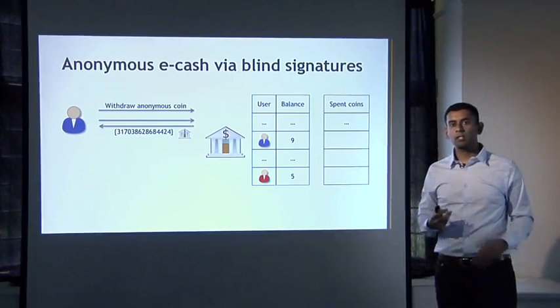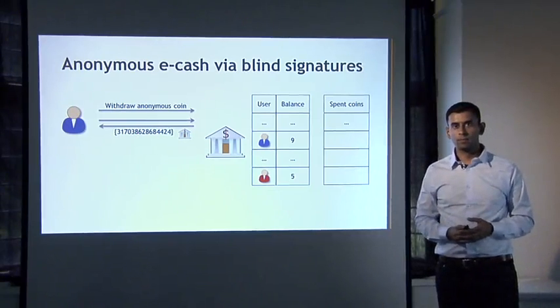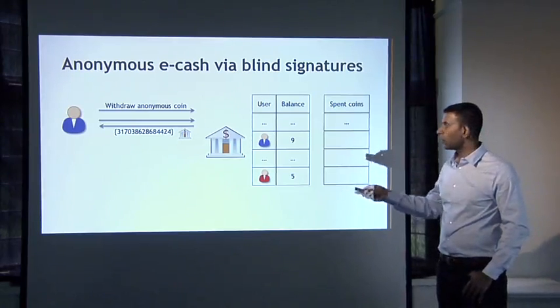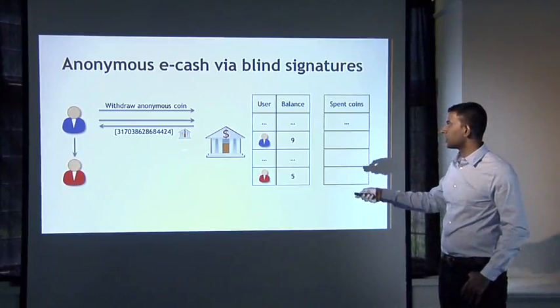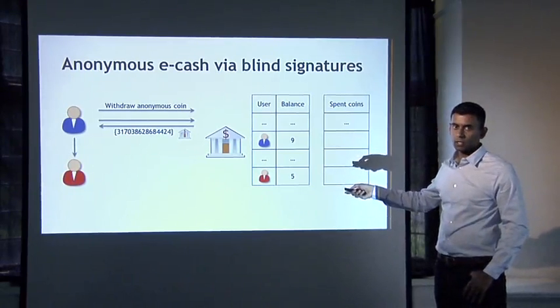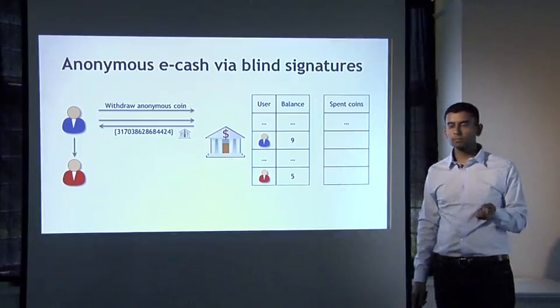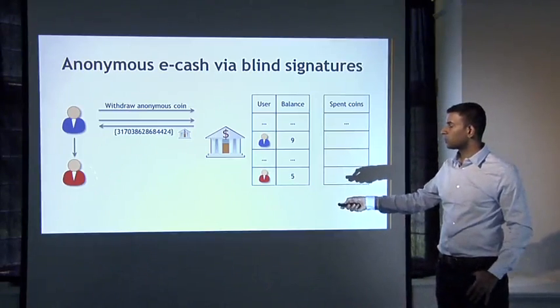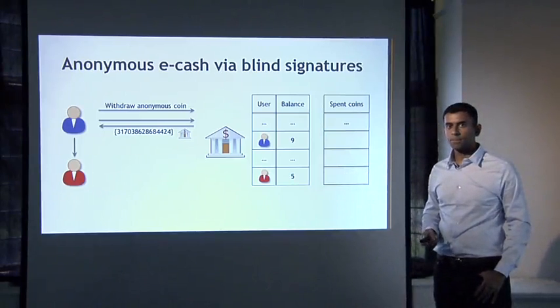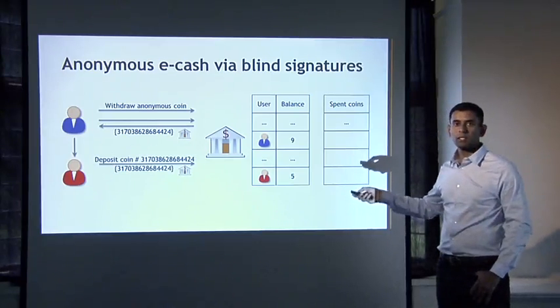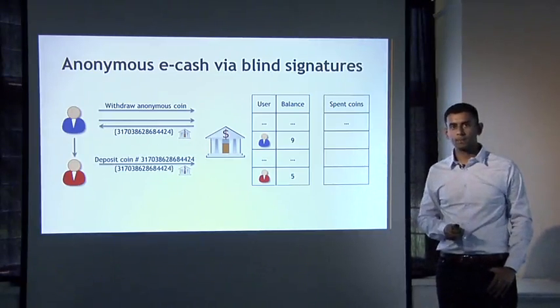Right? And now this signed number represents an anonymous token. This is a token that the user can pass around to another user. So let's say that she wants to make a payment to another user. What she'll do is send to that user not only the signed token, but also the plain text value of the token, of the serial number. And what the receiving user will do immediately is the following. She will immediately contact the bank and try to deposit this anonymous coin.